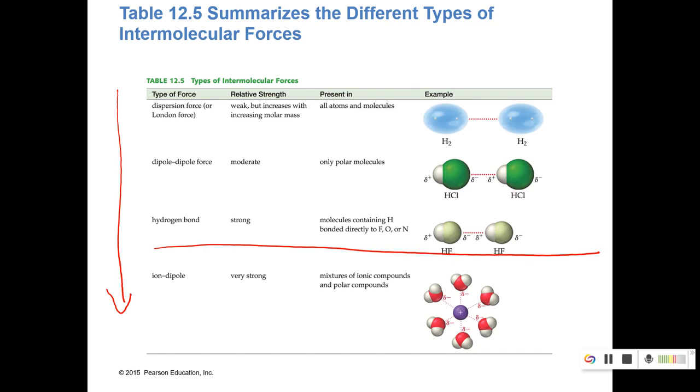So dispersion forces are the weakest. They're in everything. Dipole forces are moderate. They are stronger. They're only in polar molecules. And then hydrogen bonding is the strongest. There is hydrogen attached to F, O, or N. If you have hydrogen bonding, that also means you have dipole and LDF. If you have dipole, you also have LDF. Okay, ion-dipole is different. It's its own thing where it's compounds and polar molecules.